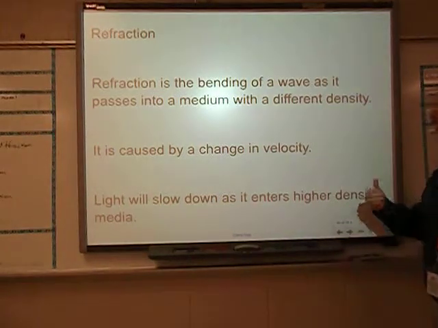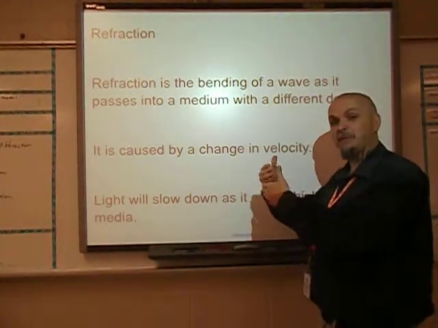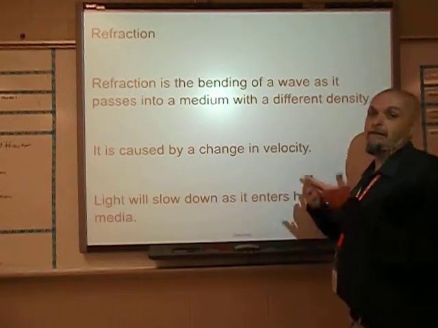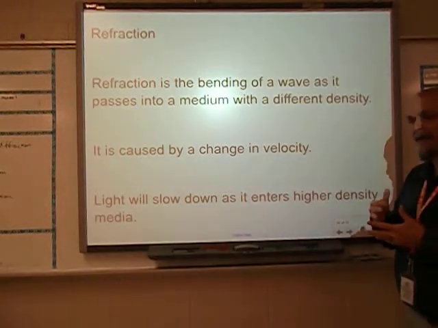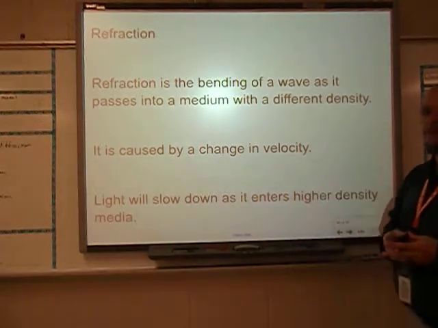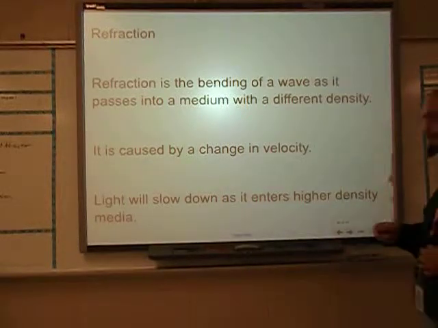Or it's a light wave cruising along through the air, and then it comes to a window and it has to move into the glass. Air and glass have different densities. That's going to affect that wave as it moves into the glass. And what it's going to do is change its velocity. It's either going to speed the wave up or slow the wave down depending upon the density of the media and what kind of wave it is.